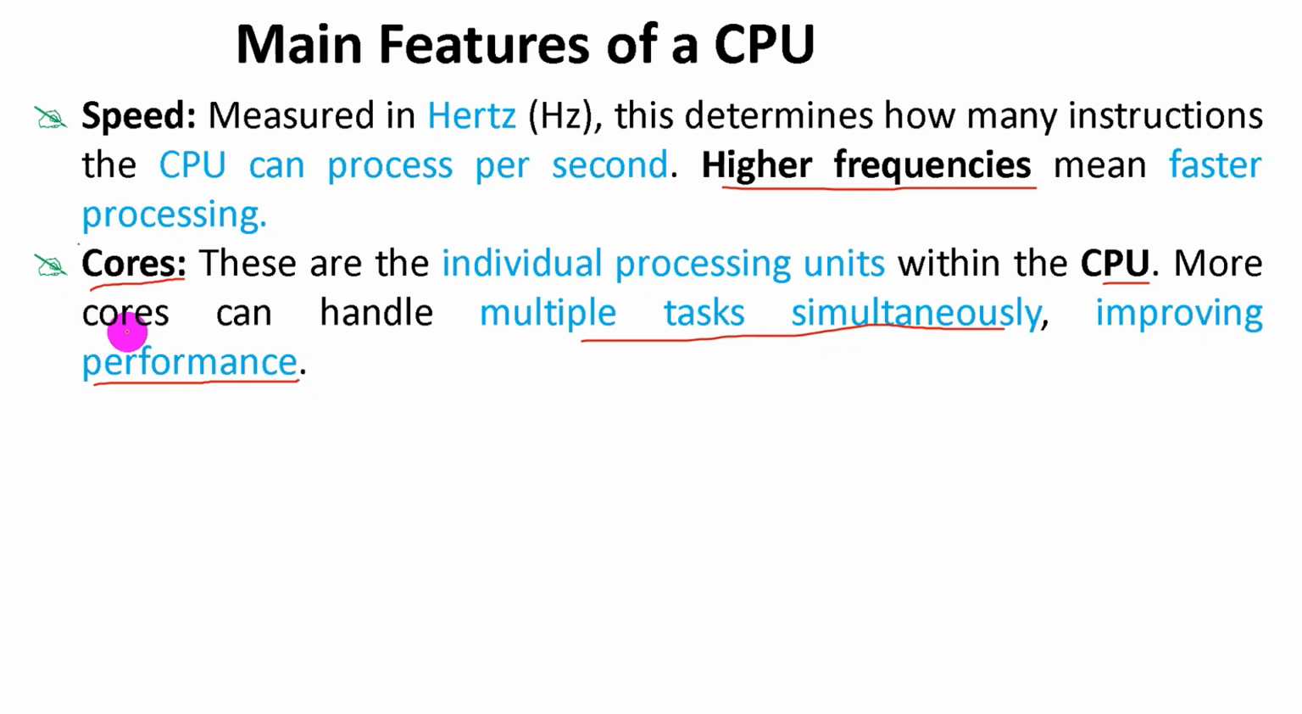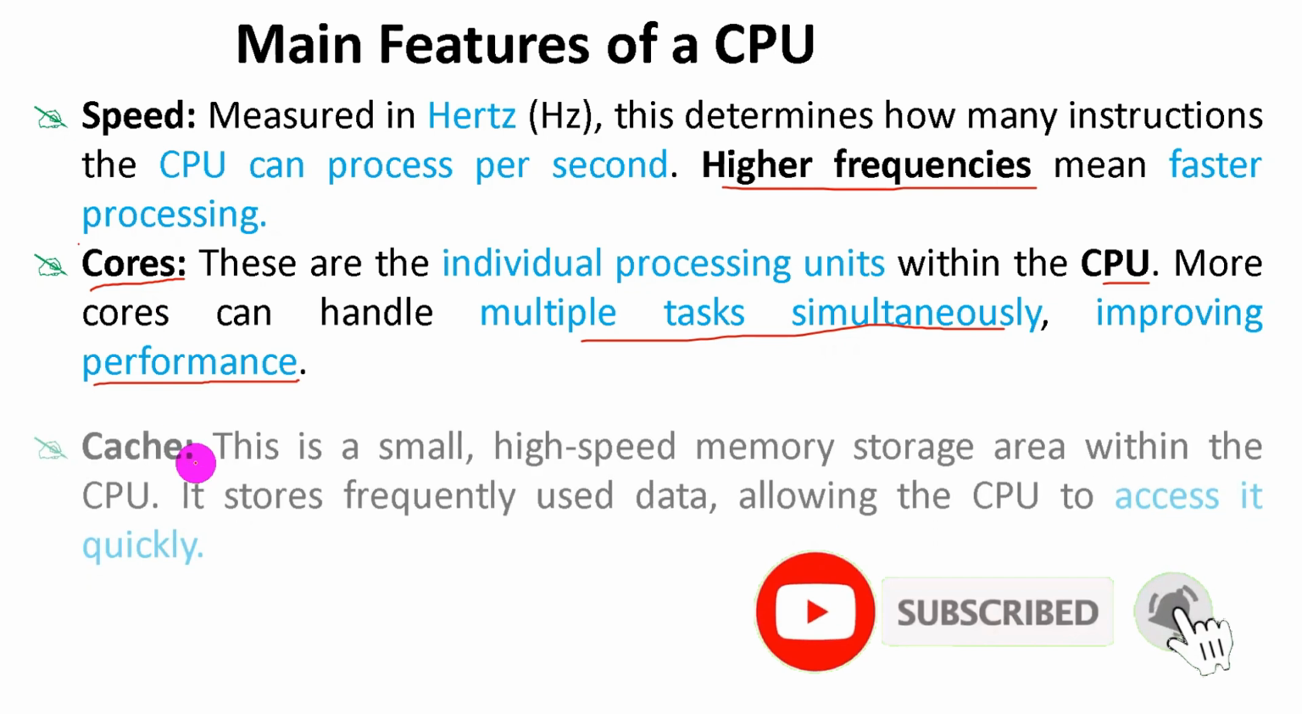If the number of cores is increased, the performance of that computer is increased at the same time, because it can execute multiple tasks in parallel or simultaneously. So the number of cores helps to increase the performance of a computer.